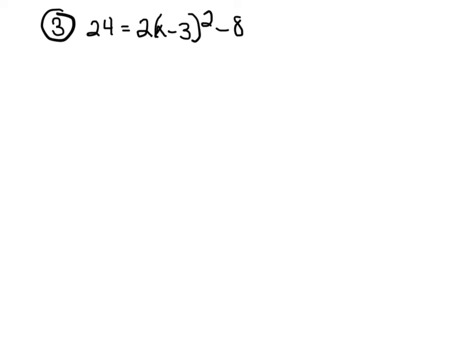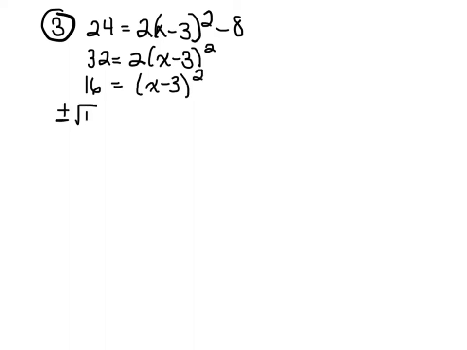Alrighty, so the next one, that's the third one. We have 24 equals 2(x minus 3) all squared minus 8, and we're going to solve this. So I have an equation with one unknown, so I can just solve it directly. I'm going to add 8 to both sides, so that gives me 32 equals 2(x minus 3) all squared. Then I'm going to divide both sides by 2, which gives 16 equals (x minus 3) all squared.